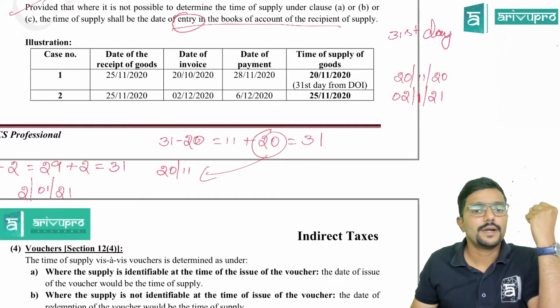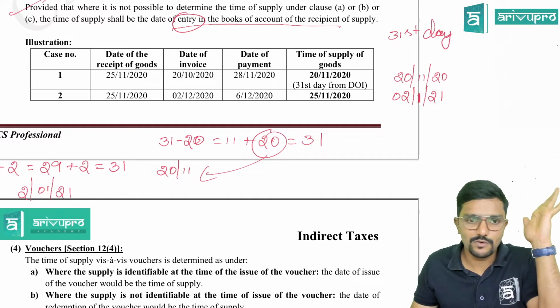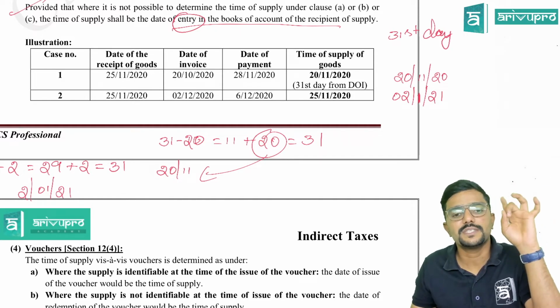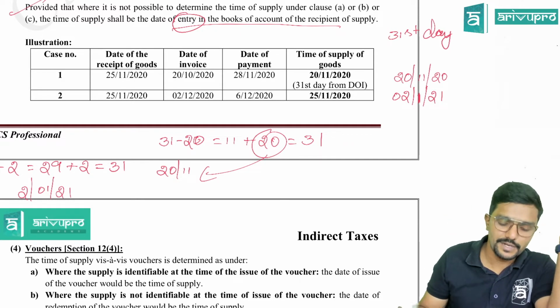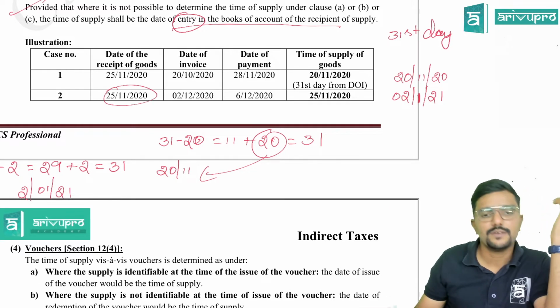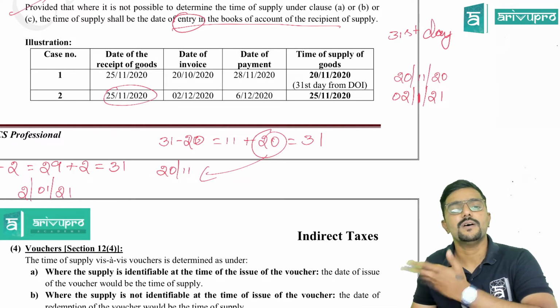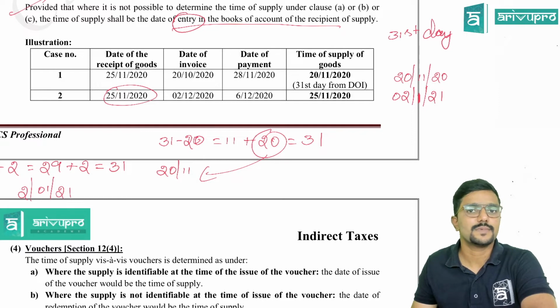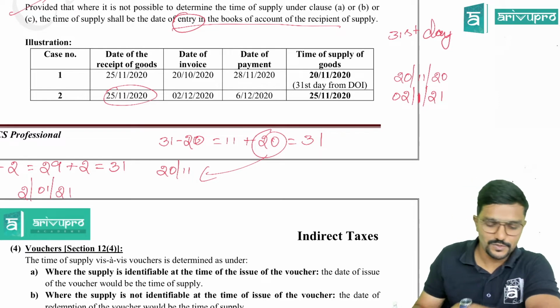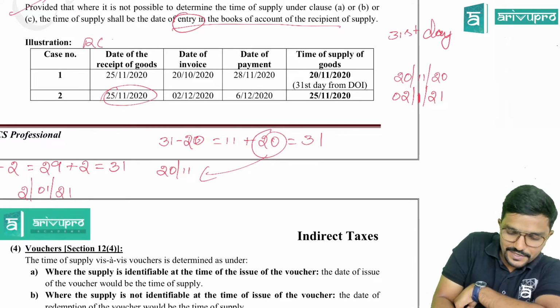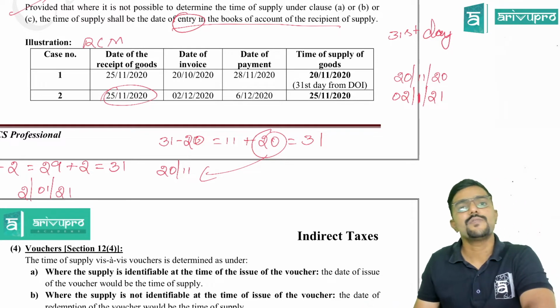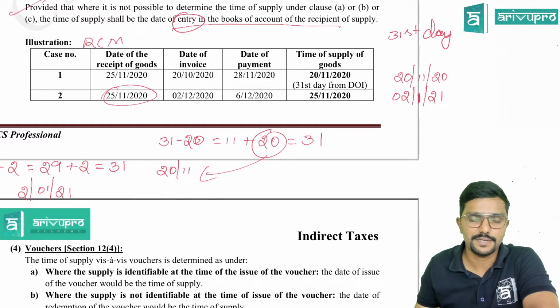Then the date of receipt of goods is 25th November and the date of payment is 6th December. Which is earlier? 25th November. That is the time of supply under reverse charge. So this is an illustration for the RCM case, guys. That is 12.3. Clear?